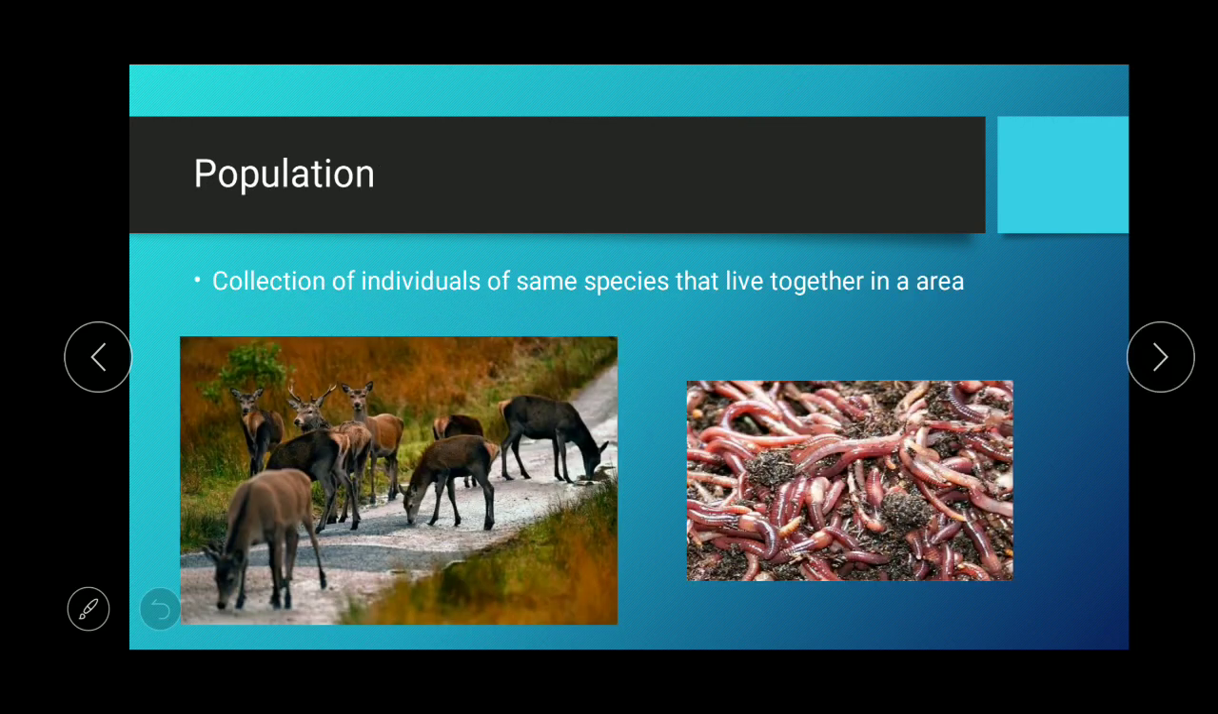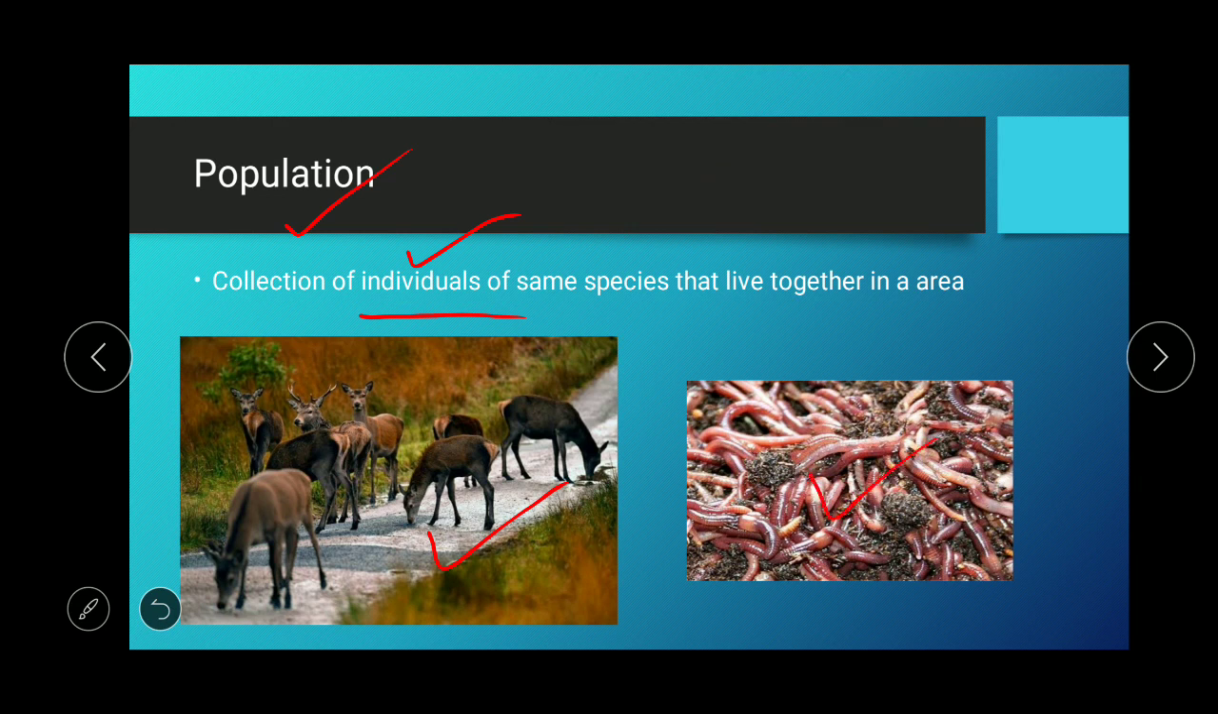So first of all, before knowing about population ecology or population density, we must have a brief idea about population. So what is population? We use the word population randomly, but here we have to define it ecologically, in a scientific manner. A population is a collection of individuals of the same species that live together in an area. That is, the individuals must be members of the same species and they must be living together in an area. So here you can see this is a deer population. All of them are the same species, and they are living together in an area.